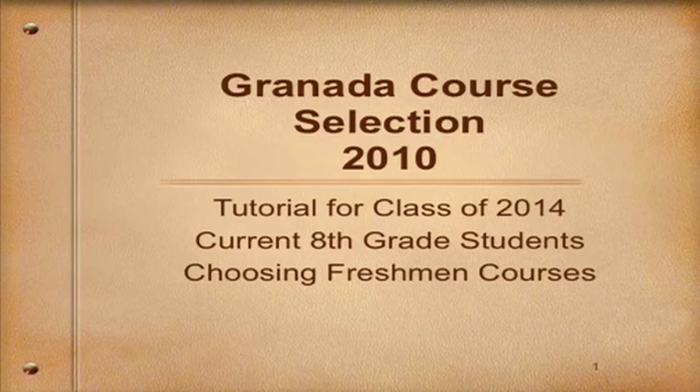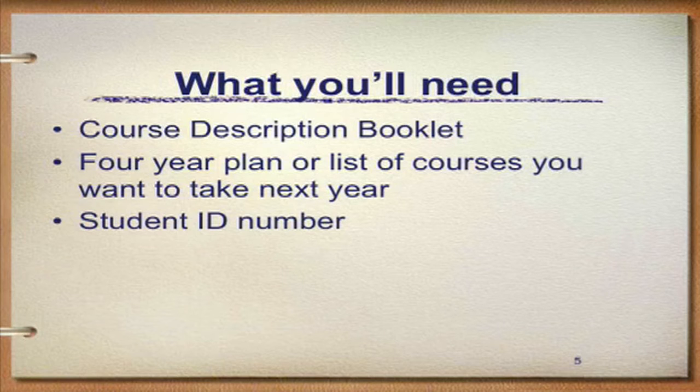This tutorial is designed for the class of 2014, current 8th grade students who are enrolling in freshman courses. There's just a couple things you'll need to get started. A course description booklet, your 4-year plan, or at least a list of courses you want to take next year. Most important would be a list of the elective courses that you are interested in, and your student ID number, which you'll need for your login.